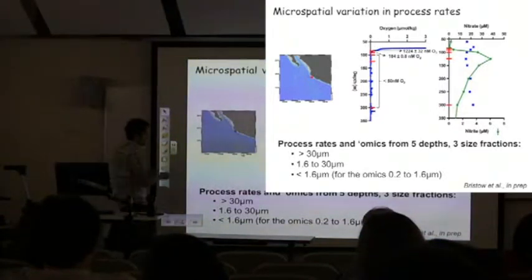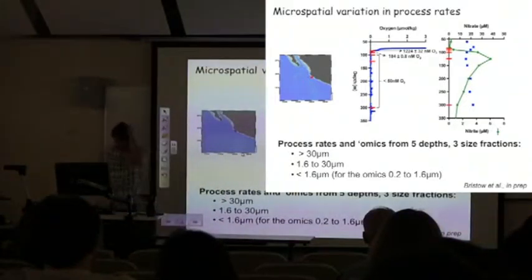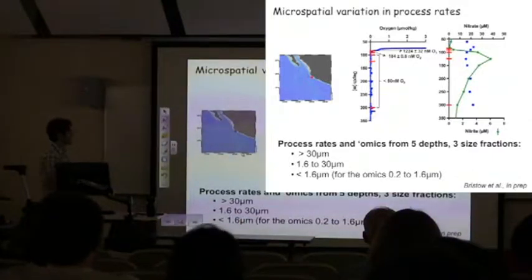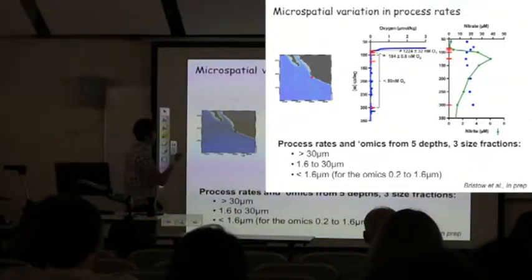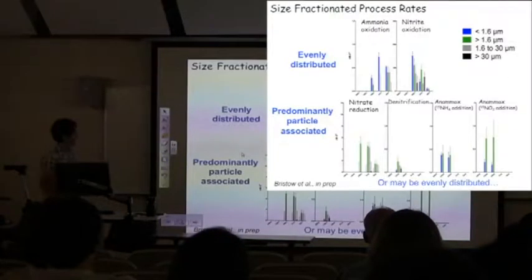Sangeeta is working on this question with our collaborator, Laura Bristow, who's a postdoc in both Amdrik's lab in Denmark, asking this question: what is the microspatial variation in process rates that we care about? So this is data just highlighting oxygen and nitrate conditions at the site that we're doing this. This is off the coast of northern Mexico. And there are some interesting patterns.